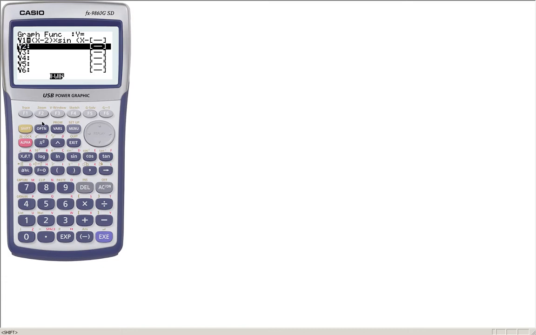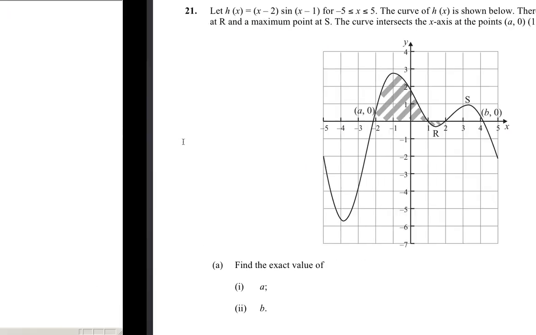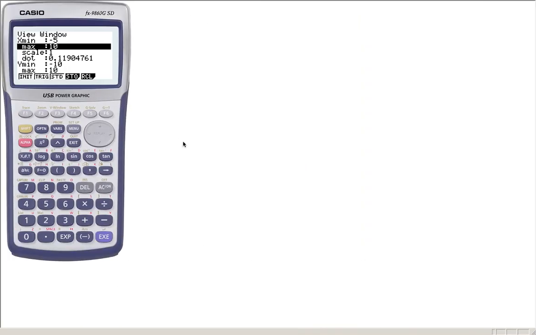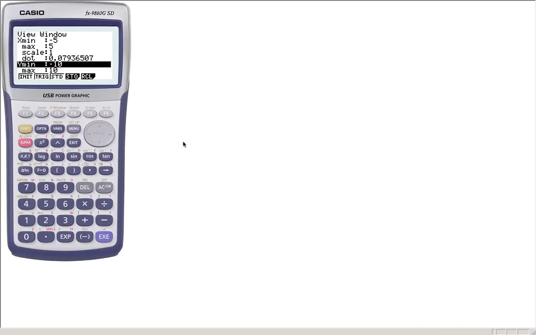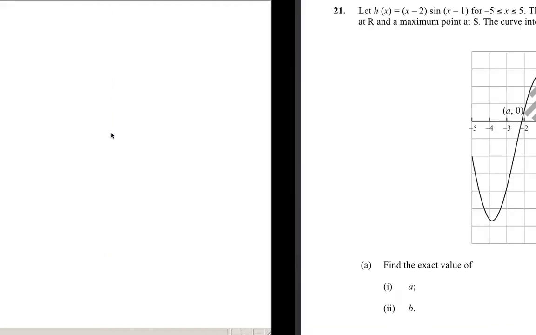Now let me change the scale. So x between minus 5 and plus 5, and y between minus 7 and plus 4. Okay, so draw. I think this point is a comma 0 and this point is b comma 0. So G-Solve, root. So a is minus 2.14 and b is 4.14. Okay, so minus 2.14 and 4.14.